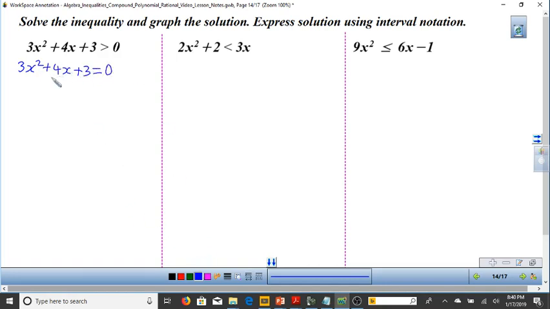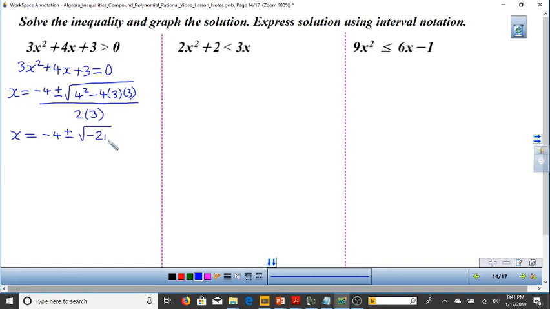Now, to get markers here, we cannot factor this, so we try the quadratic formula. x is equal to negative b plus or minus the square root of b squared minus 4 times a times c, all divided by 2 times a. So that gives me x is equal to negative 4 plus or minus the square root of 4 squared, which is 16, minus 4 times 9, which is 36. So we have 16 minus 36, negative 20.